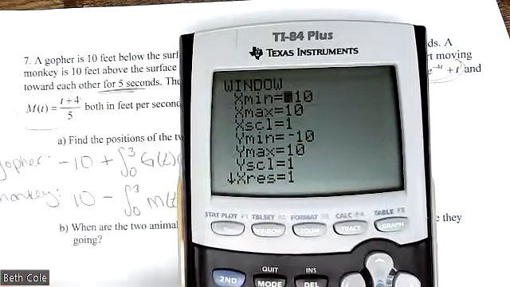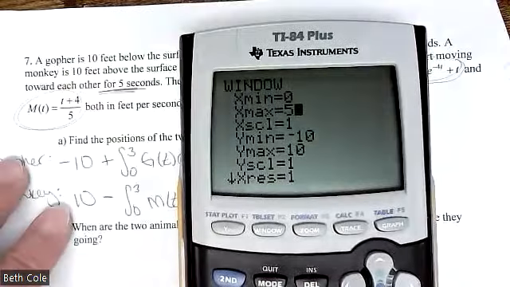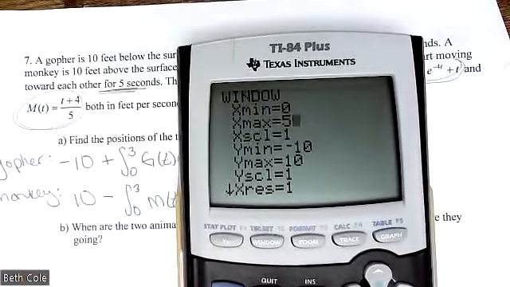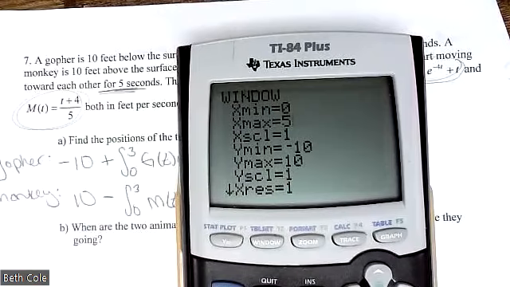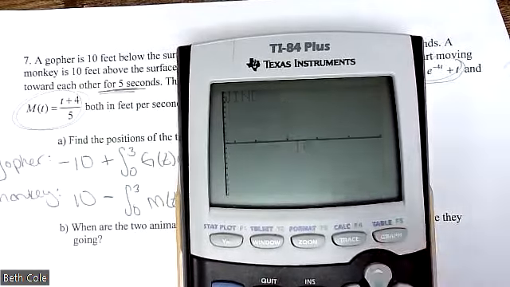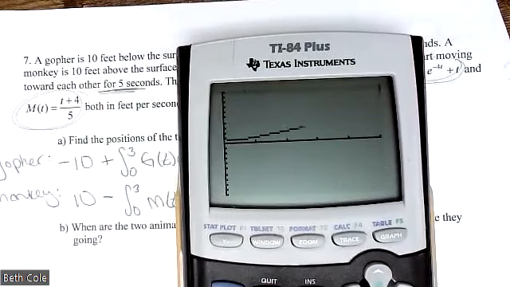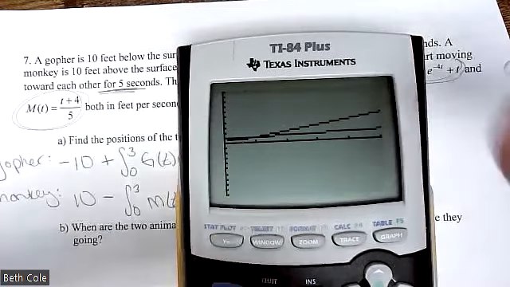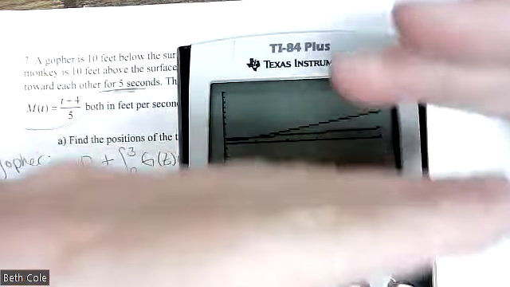All right, so hit window and you want to change your X's 0 to 5. Now, I'm not actually sure what I need the y's to be, so I'm gonna leave them -10 to 10. If I'm remembering this correctly from years past, I think we might need to shrink that down a little bit, but let's just see what we got. Go ahead and hit graph. That's the e to the whatever thing, the curvy kind of thing. Yeah, we're gonna need to bring that in a good bit. Do you see how there's all this extra space up there?